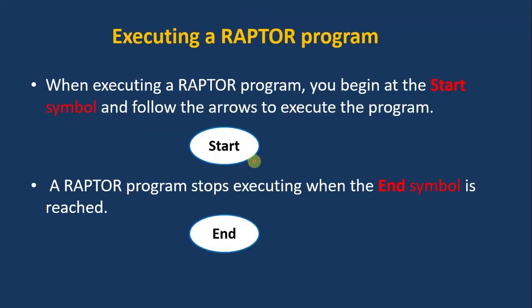Every Raptor program will have two basic symbols, the start symbol and the end symbol. In some flowchart interpreters, the start symbol is also called main. Raptor program execution will start from the start symbol, and the program will terminate when it reaches the end symbol. Whatever instructions you would like to execute should be placed in between the start symbol and end symbol. All the instructions specified in between will be executed, and the execution order depends on the order in which you specify the instructions.